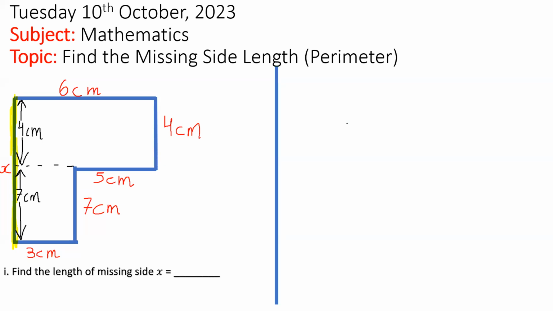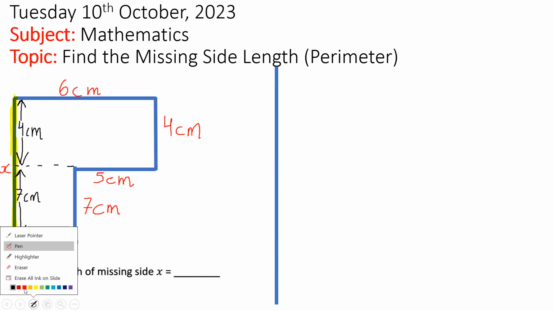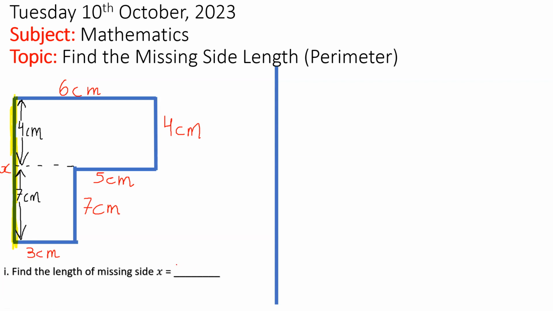How did you all get 11? Because you have to add. Add what? 7 and 4. Very good. So 7 centimeters plus 4 centimeters is going to be equal to 11 centimeters, okay?